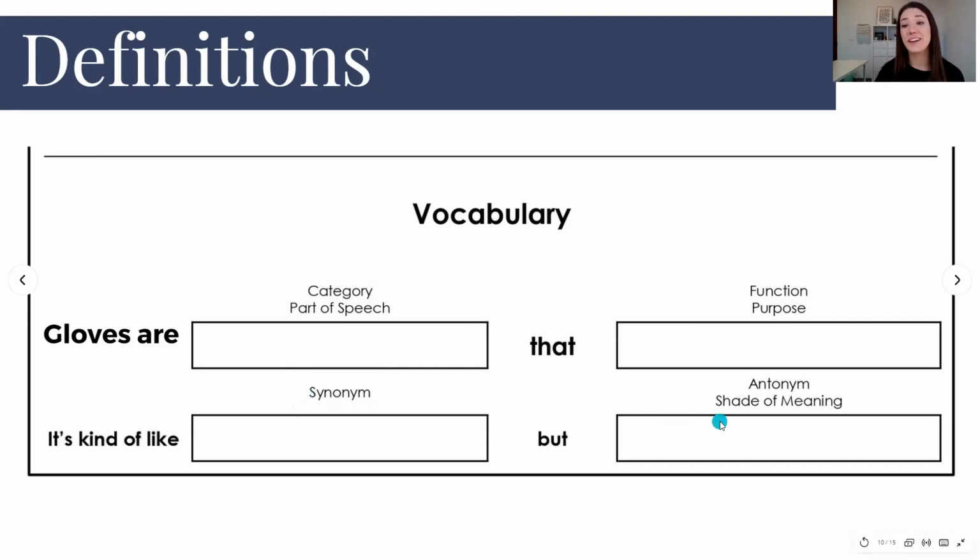Then we go into synonym and antonym or shade of meaning. Gloves are kind of like mittens, but here, instead of giving the opposite, because there's not a very clear opposite for gloves, we could say something like, gloves are like mittens, but they have 5 fingers in them instead of a single pocket for your hand.